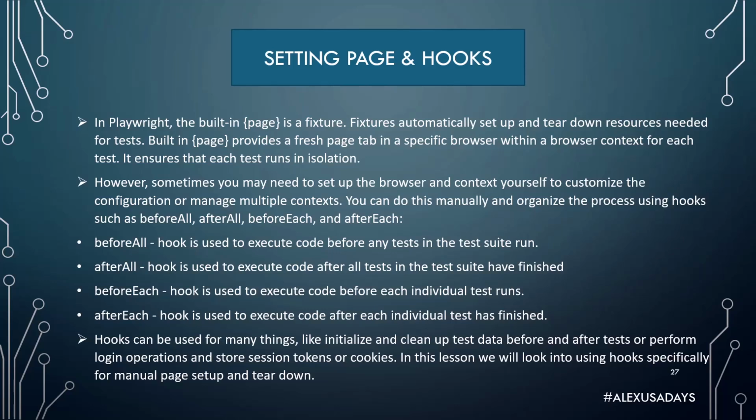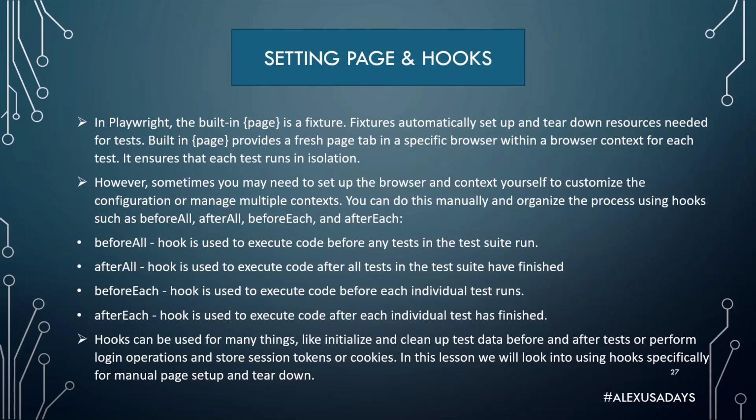In Playwright, the built-in page that we were using for tests is a fixture. Fixtures automatically set up and tear down resources needed for tests. So the built-in page provides a fresh page tab in a specific browser within a browser context for each test. It ensures that each test runs in isolation.